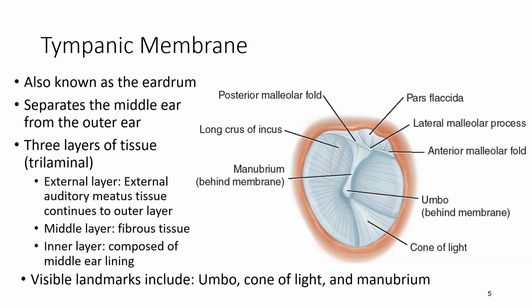When looking at the tympanic membrane, like with an otoscope that an audiologist would use, there are some visible landmarks: the umbo in the middle and the manubrium, which are both projections of the bone that's behind the tympanic membrane, and then also a fleshy area known as the cone of light, basically because it lights up very obviously when you shine a light from an otoscope in there.